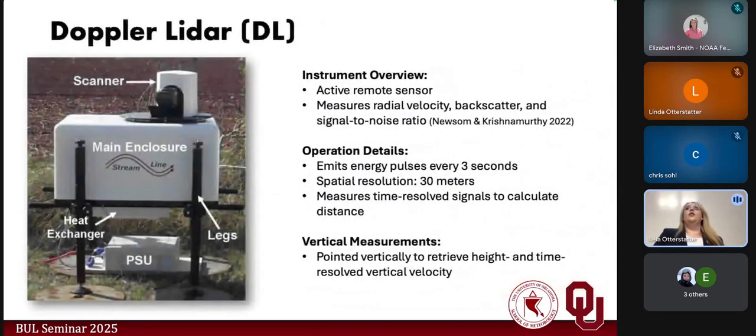So next, taking a look at Doppler LiDAR. This is an active remote sensor, and it measures radial velocity, as well as backscatter and signal to noise ratio. The temporal resolution is every 3 seconds. Spatial resolution is every 30 meters, so you'll have a data point every 30 meters within the boundary layer. And it is pointed vertically to retrieve height and time resolved vertical velocity data. And that is also an image of what the instrument looks like there.